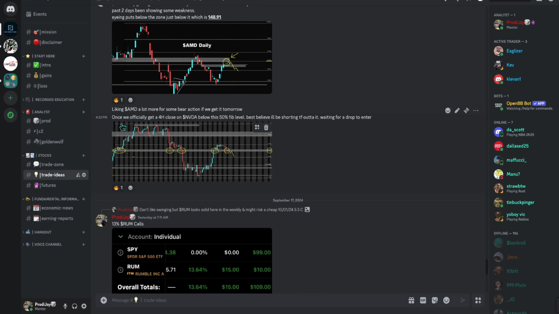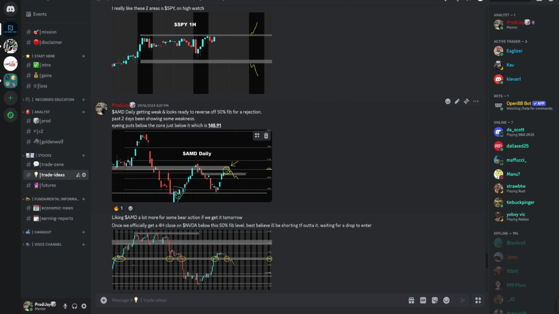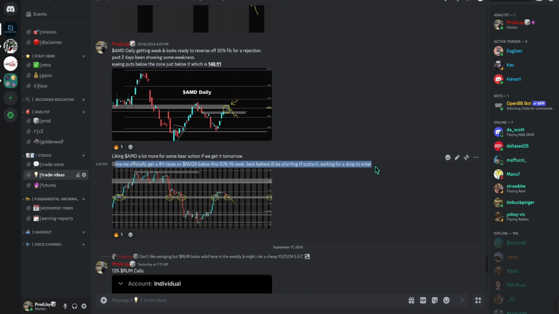So you guys can see at 4:33 p.m., what day is this? 9/16. So 2 days ago, I said once we officially get a 4-hour close on Nvidia below this 50% fib level, best believe I'll be shorting the F out of this, waiting for a drop to enter.